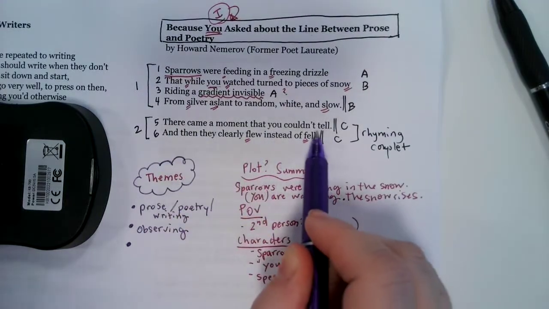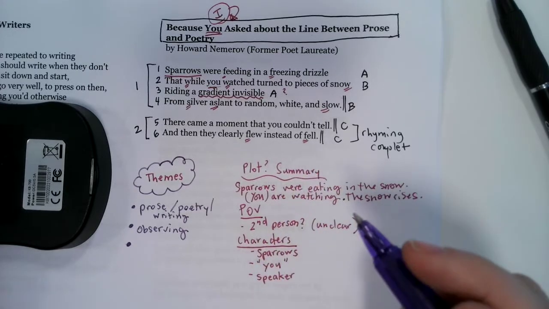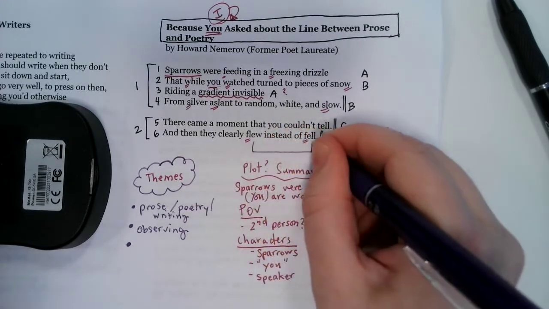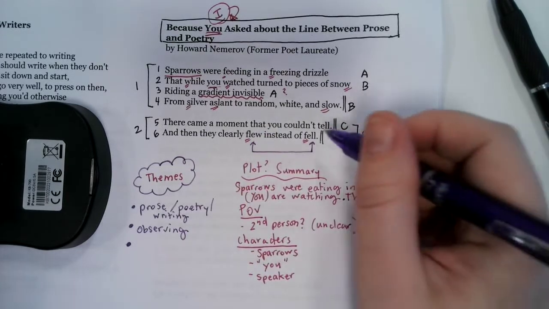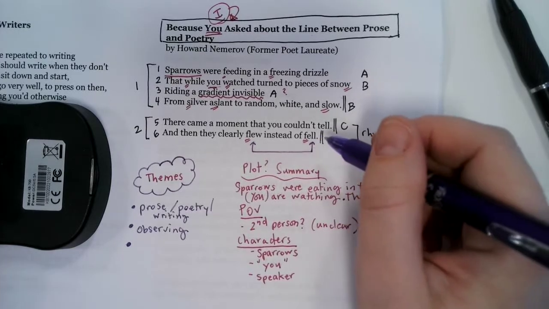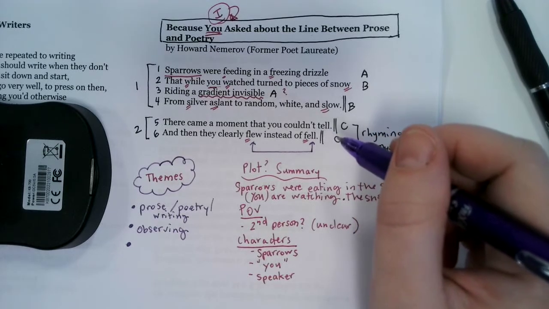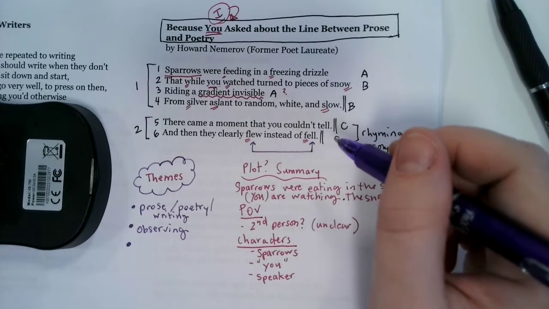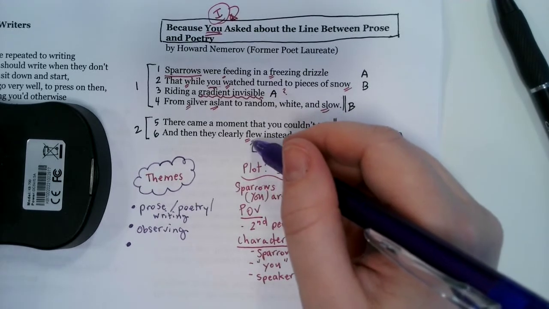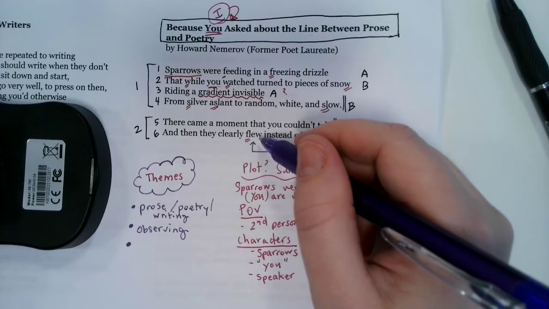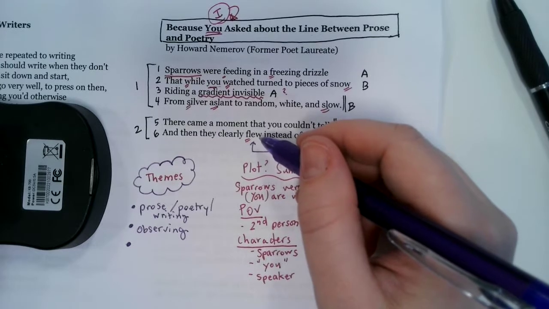There came a moment that you couldn't tell, and then they clearly flew instead of fell. So flying and falling, those are two verbs here. Falling seems to have no control, right? It's a sort of letting go of control or not ever having control. Just sort of, you are an object to be acted upon. Flying, however, is different, right? Flying, there is agency there.